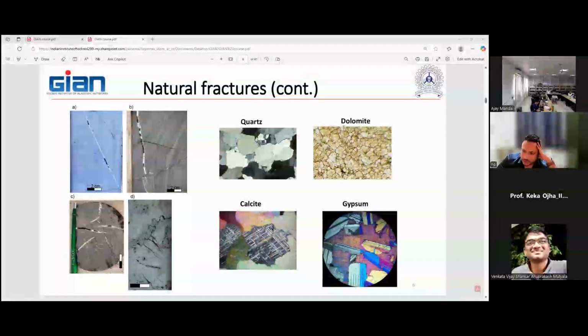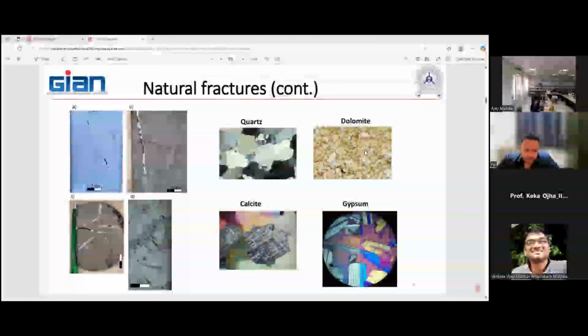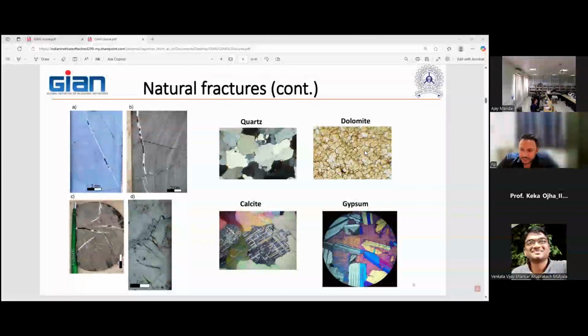If you talk about dolomite thin section, then it looks like rough dead skin under the microscope. So CaSO4·2H2O, and this is CaMg(CO3)2. So these are the four common types of cements that are deposited in these natural fractures.